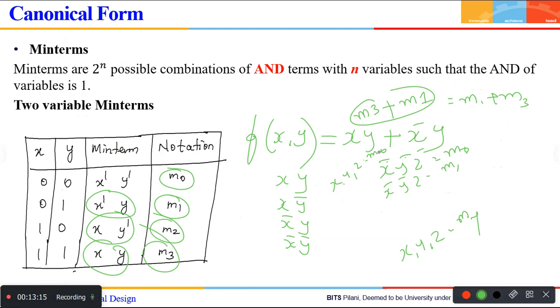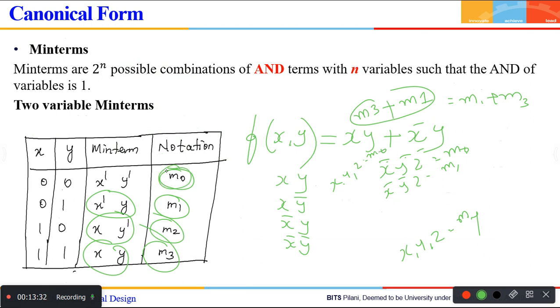Have you understood this? Sir, in this example it's just a sum of products, that's why it's called a min term. Exactly. That product term is called a min term. This is the product term, right? X bar y bar is a product term, so that is a min term.